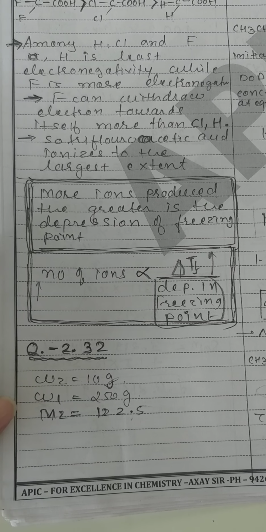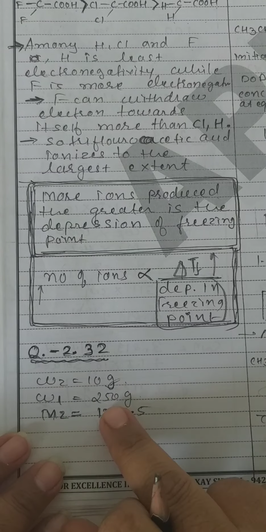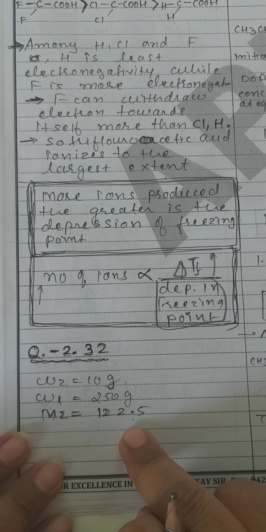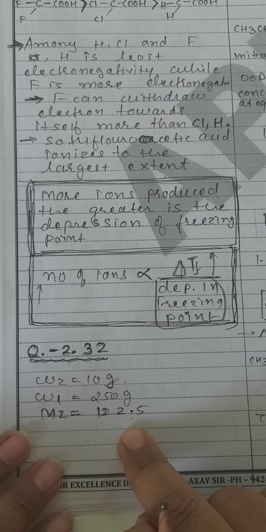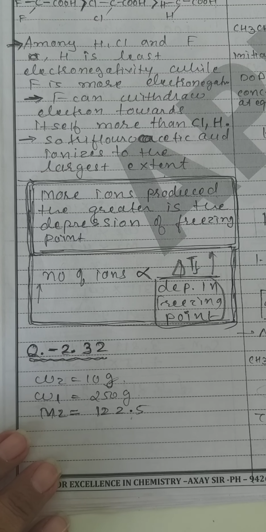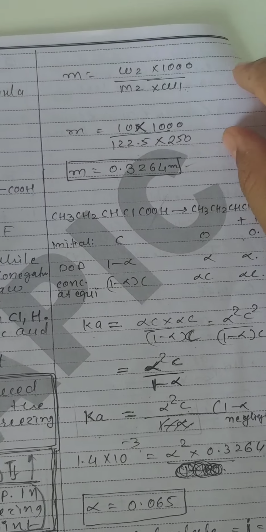chemical equilibrium. Now say W2 is 10 gram given, W1 is 250 gram given, molecular mass is 122.5 when you calculate. Ka is also given, that is 1.4 into 10 power minus 3. Kf is also given, that is 1.86. Okay, so now see, first of all we'll find the concentration.